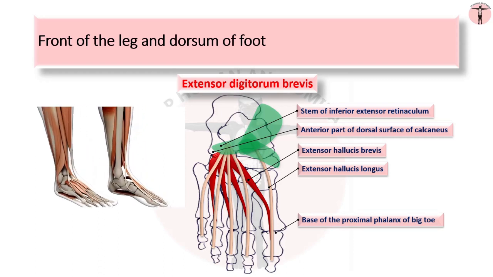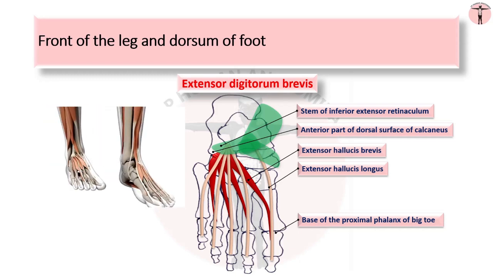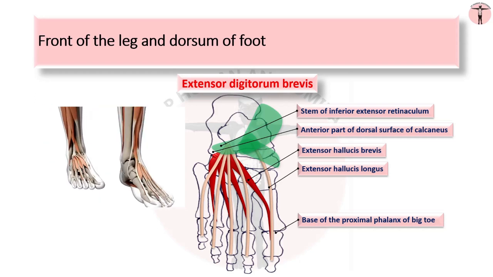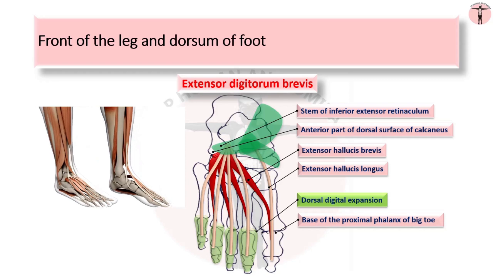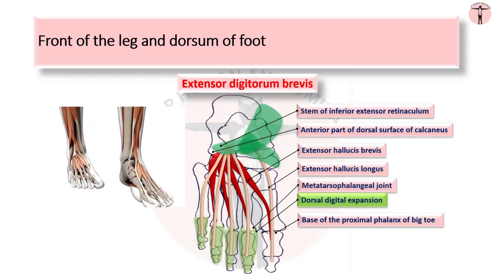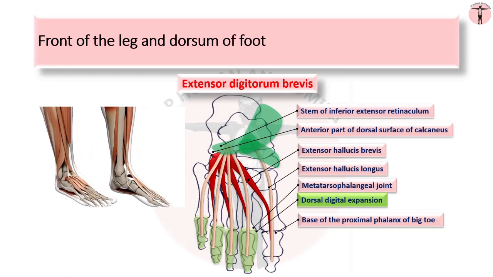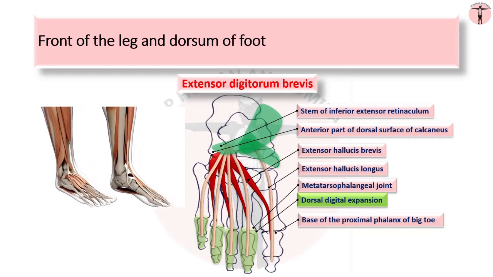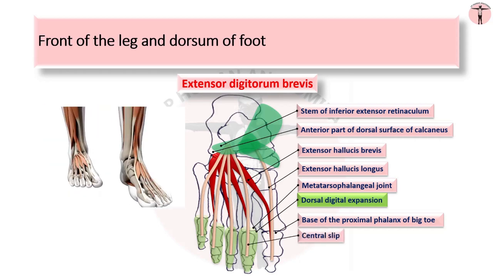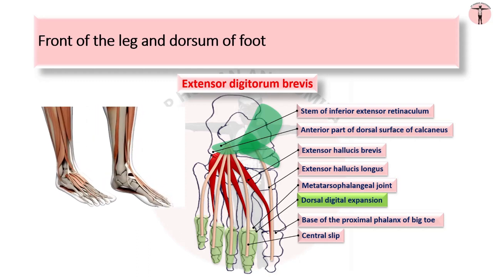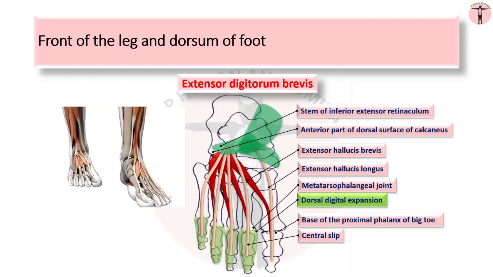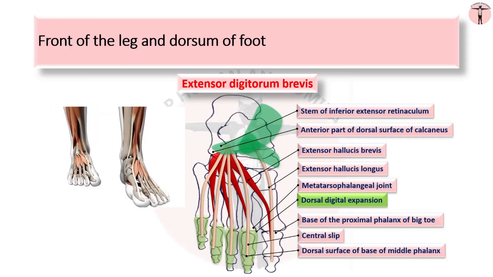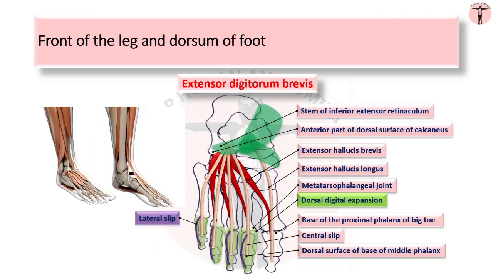The remaining lateral 3 tendons join the tendons of the extensor digitorum longus of the second to fourth toes and are inserted into the middle and terminal phalanges through dorsal digital expansion formed near the metatarsophalangeal joint. Please recall the insertion of extensor digitorum longus. Each dorsal digital expansion divides into 3 slips. The thick central slip continues on the dorsal surface of the proximal phalanx and gets inserted to the dorsal surface of the base of the proximal phalanx of great toe and middle phalanges of the second to fourth toes.